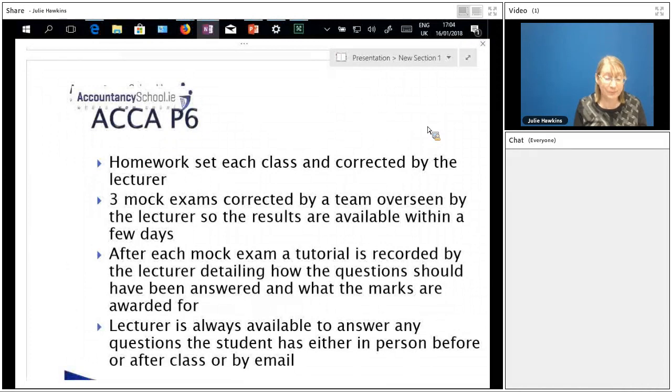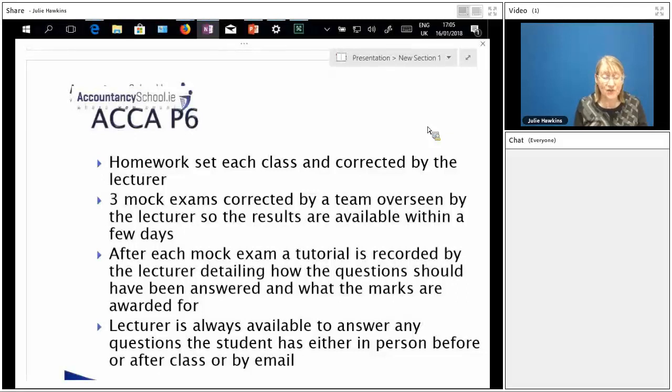Obviously, it wouldn't be possible for me to correct all the exams because of the time, so we do have a team who I oversee, who I give the marking structure to, and therefore the results from your mock are usually available within 3 to 4 working days. So you get the mock exams back very quickly. Plus, after each mock exam, I do a tutorial which is recorded, and I go through how you should have answered the mock exam, what you should have included in your solution, and what you actually get the marks for.